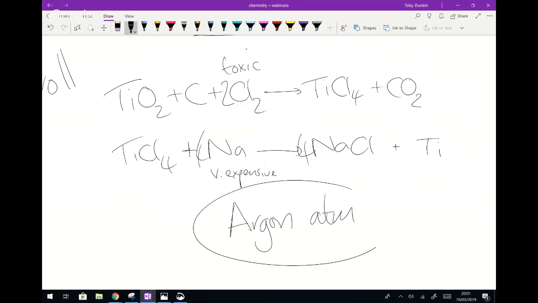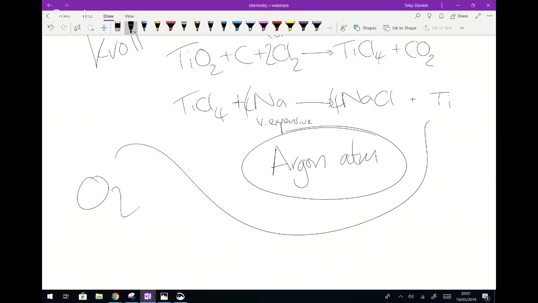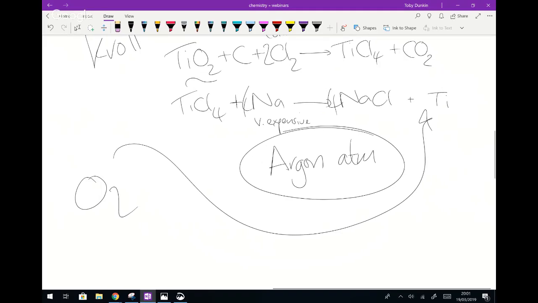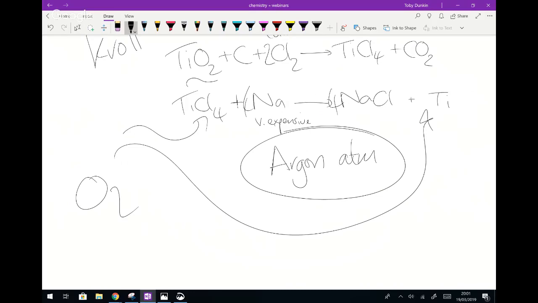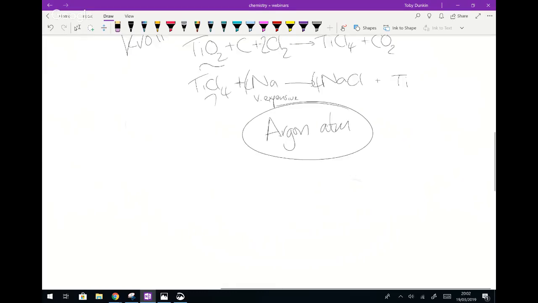That's a condition. The reason why it has to be done under an argon atmosphere is because if oxygen sneaks in from anywhere, it'll hop straight back on with titanium and turn straight back into titanium dioxide. So it's a nightmare. You've got to be careful. It reacts with TiCl4 as well. So you've got to be super careful. So argon atmosphere. There's titanium.